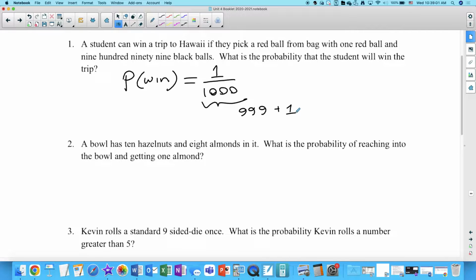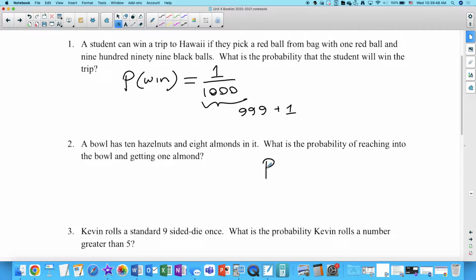Good. Number 2, a bowl has 10 hazelnuts and 8 almonds. What's the probability of reaching into the bowl and getting 1 almond? For simplicity's sake, we are going to assume that the probability of getting an almond and a hazelnut is equal. When you're dealing with objects that are different shapes in a bag, some of them, just because of the physics and geometry, are more likely to go to the bottom. So we're going to disregard that for this question. Almost like assume that they're all the same shape. What's the probability of reaching into the bowl and getting an almond?